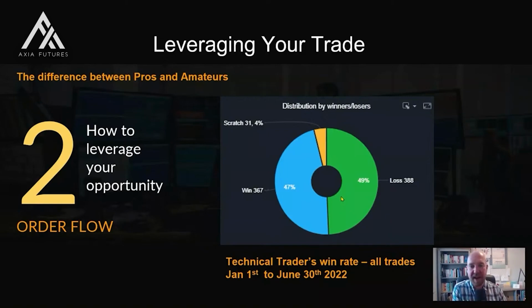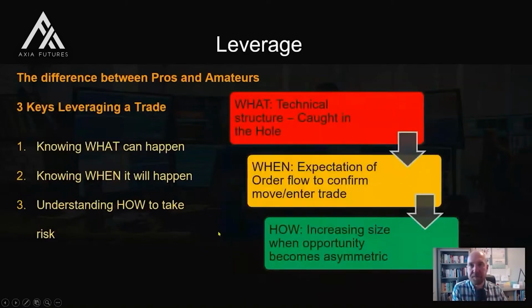Let's go and have a little look at what exactly this trade is. How do we take the trade on? This trade is what I call an opening range breakout. And the key to leveraging any trade is threefold. First up, you've got to understand what can happen. This is your technical structure. We've covered this. We know where the market can go.